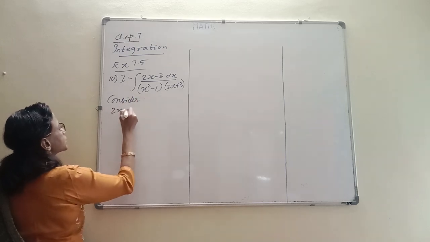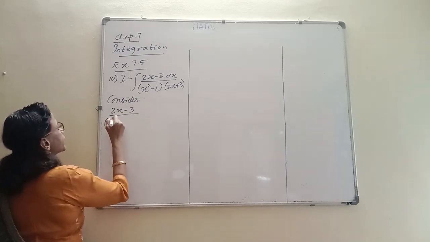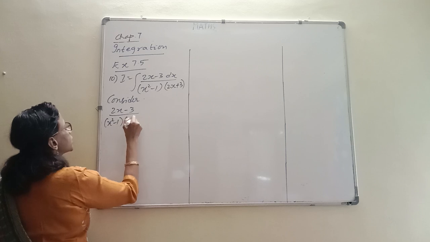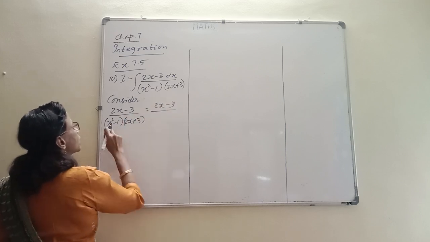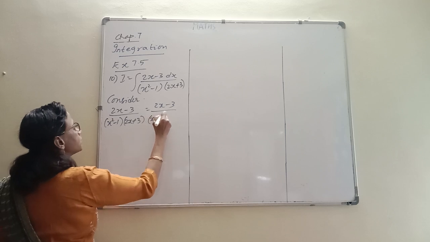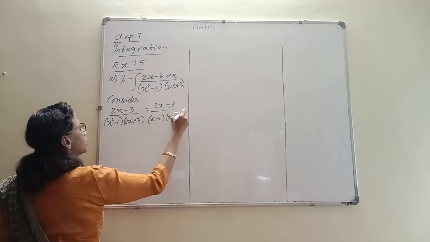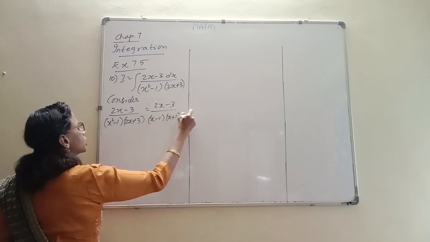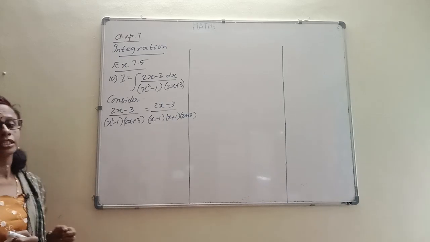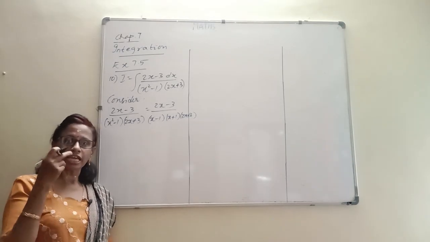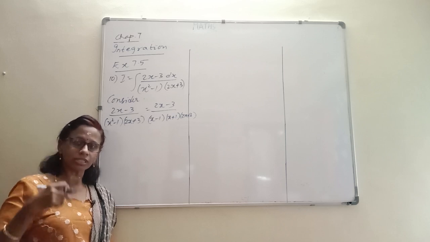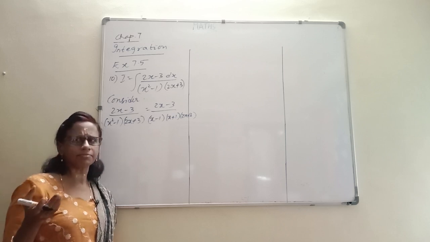So let's consider this term. Consider 2x minus 3 over x squared minus 1 times 2x plus 3, where x squared minus 1 is a squared minus b squared. It splits as a minus b into a plus b. Now you can observe that the denominators are three linears. We have learned that if it is three linears, it is A over the first one plus B over the second one and C over the third one. It's as simple as that.